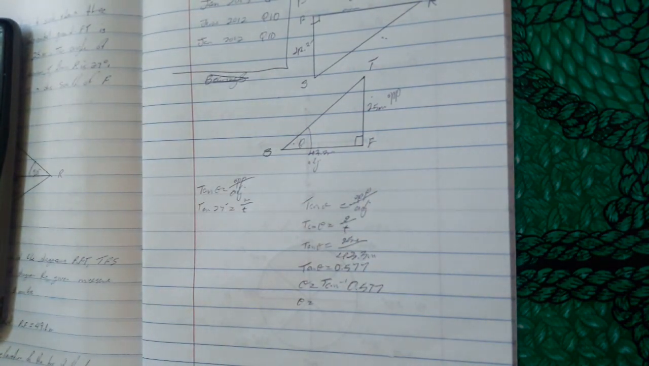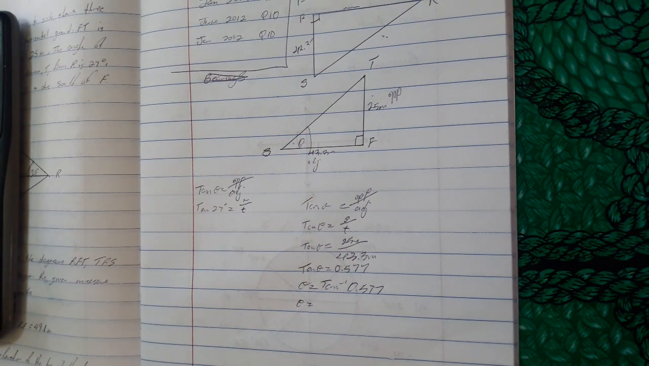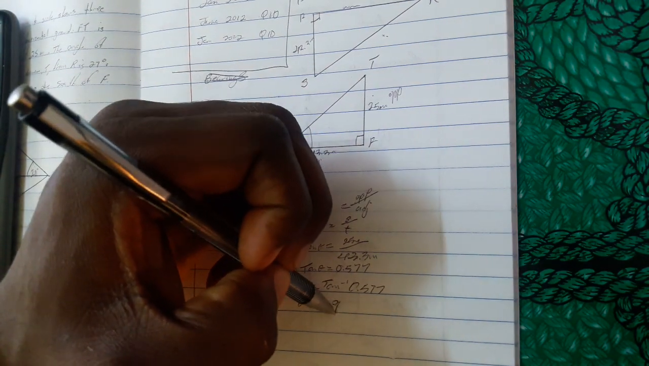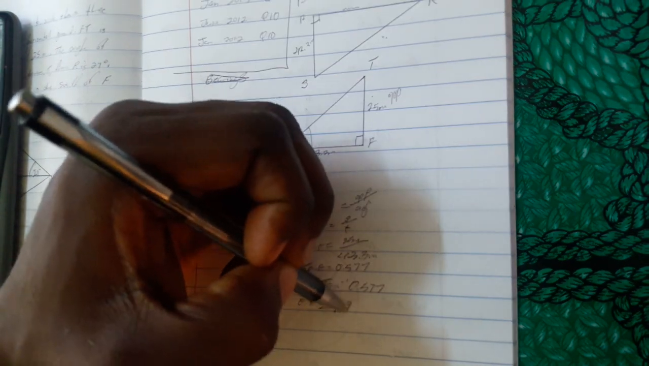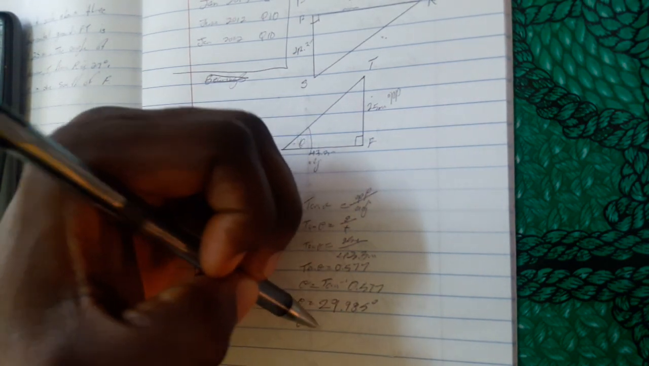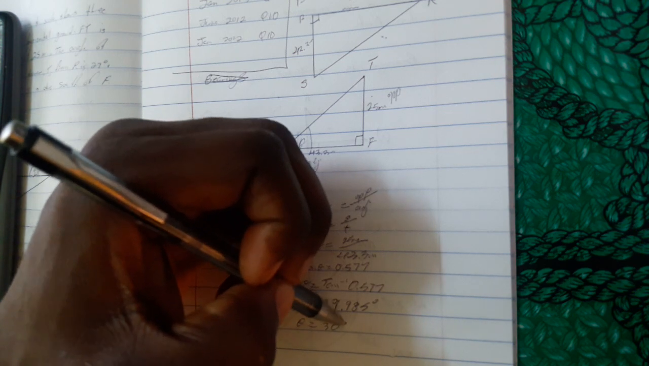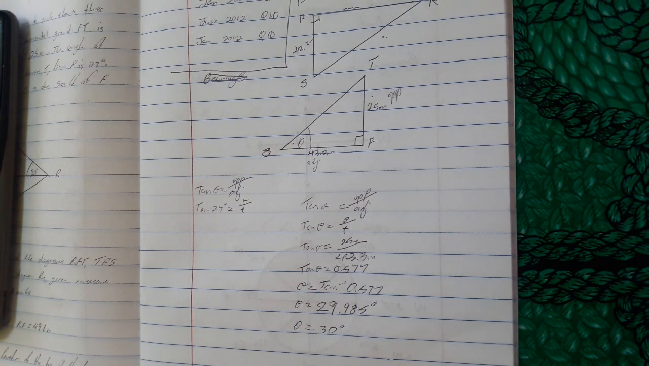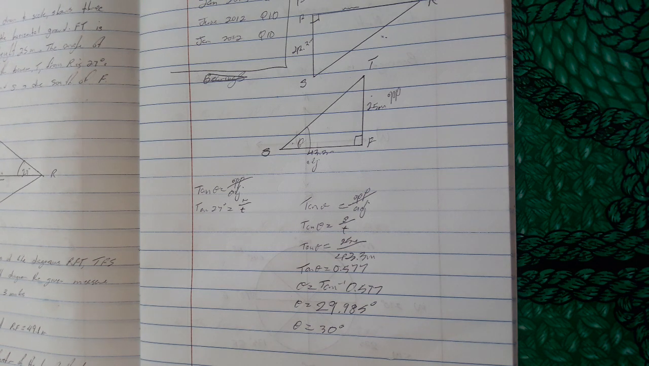I think that we did this earlier, it should be 40 degrees, I'm not sure. So shift tan 0.577 is 29.985 degrees, which is 30 degrees. There you go. So this is our video on sine rule, cosine rule. The next video will be on bearings.